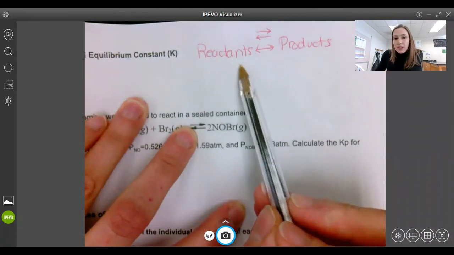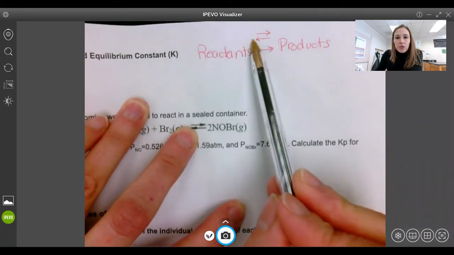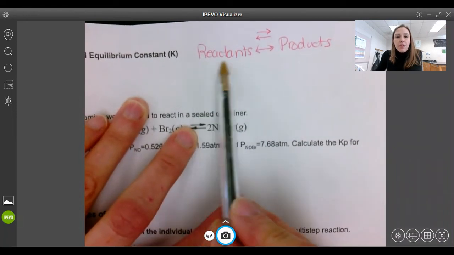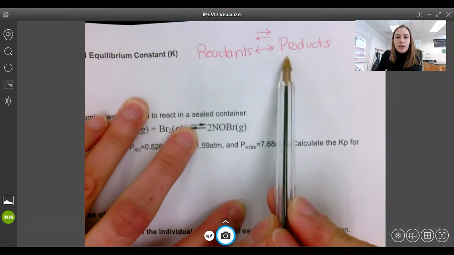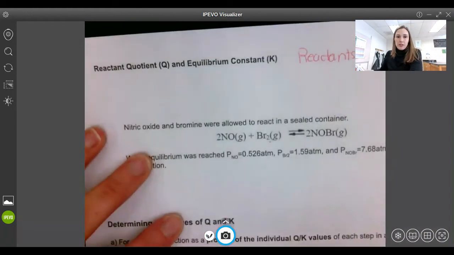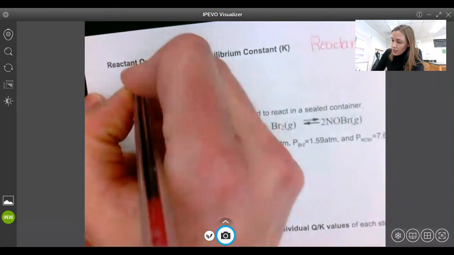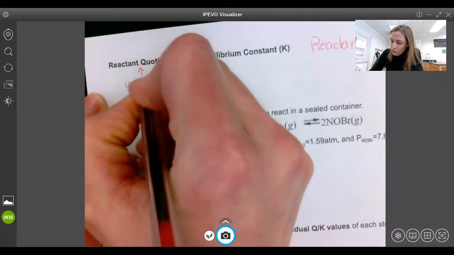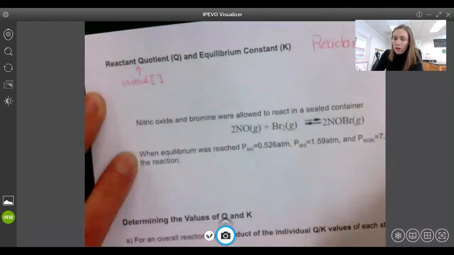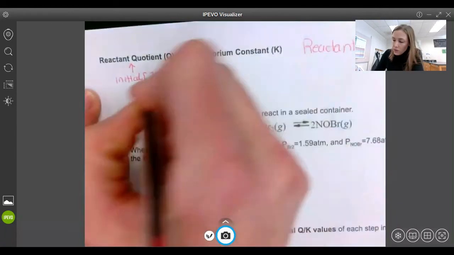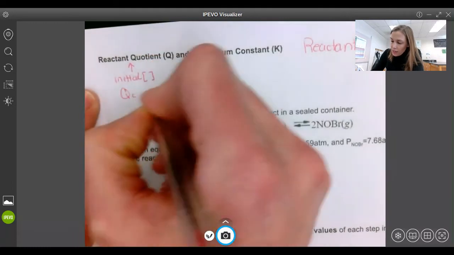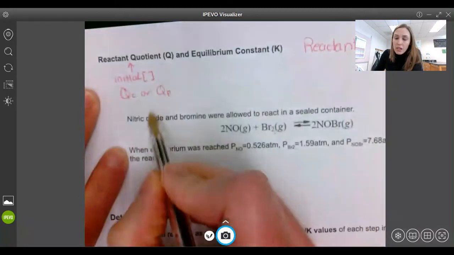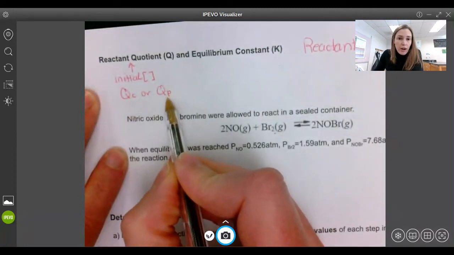One thing when we go to write these expressions is that even though we have the reverse reaction occurring, we're always going to treat the species on the left as our reactants and the species on the right as our products. Our reactant quotient is usually looked at in terms of our initial concentrations, our concentrations under a specific set of conditions. So we could have either our Qc or our Qp, whether it's at concentrations or at pressures.